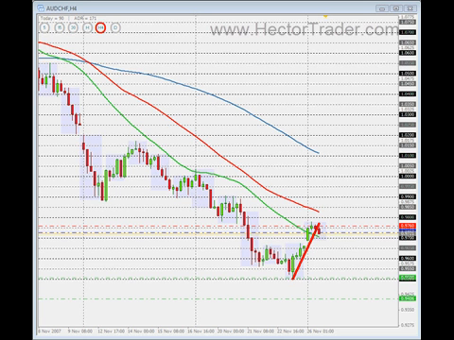It's 45 minutes past noon London time, and what I want to show you is a short trade I've just taken, and I'm going to try to explain the points as to why I've taken this trade. Okay, it's a short entry on the Australian dollar against the Swiss franc.